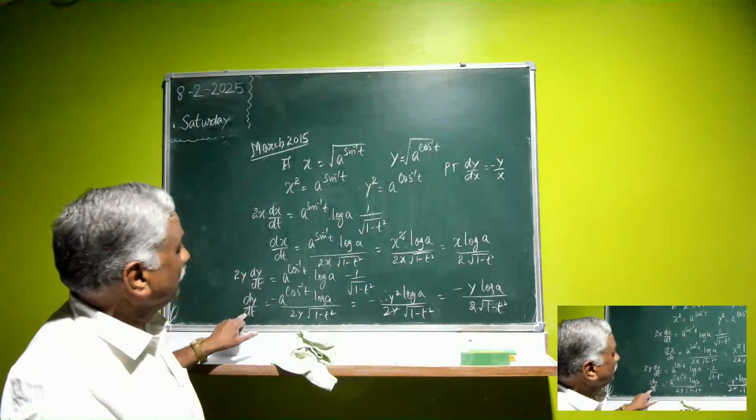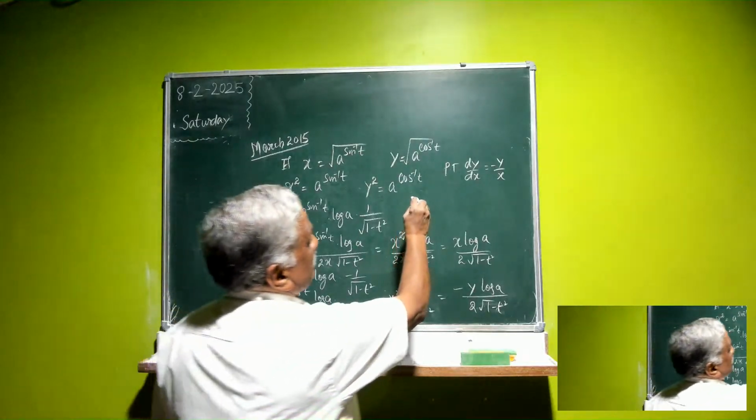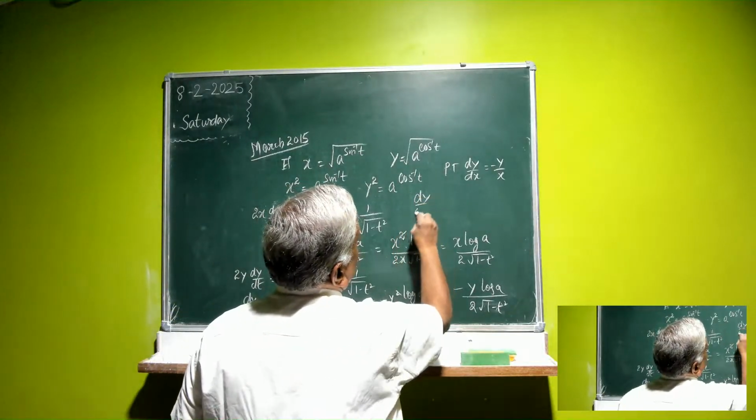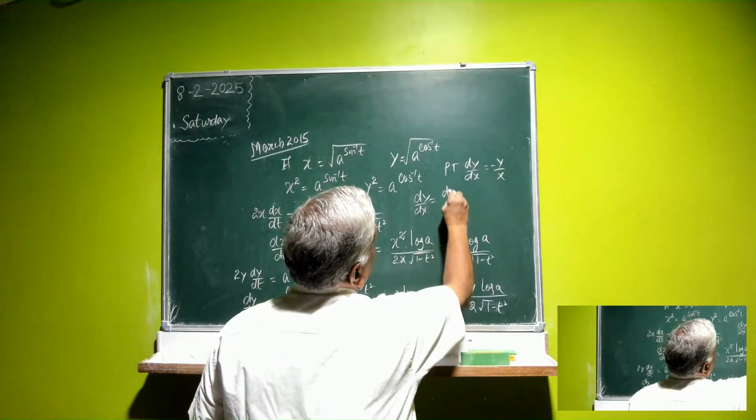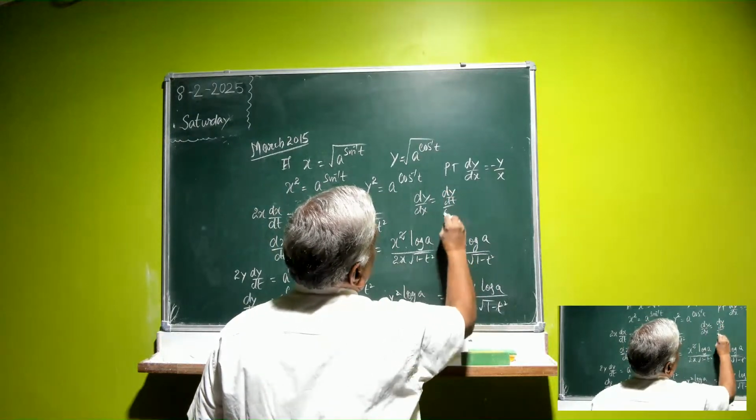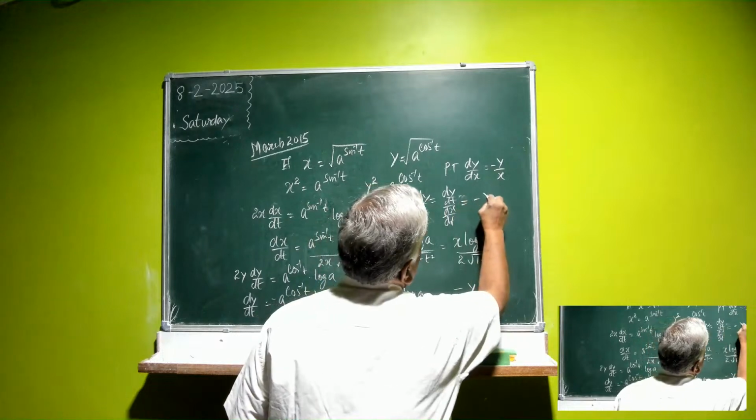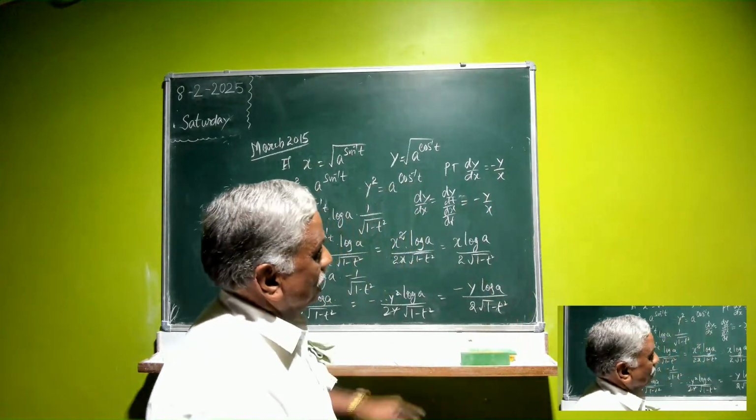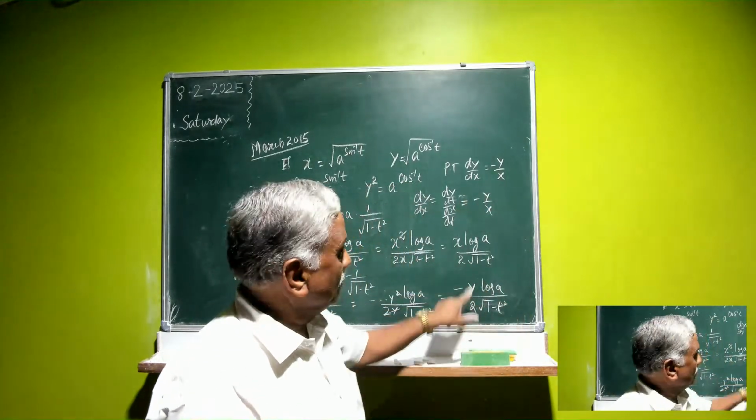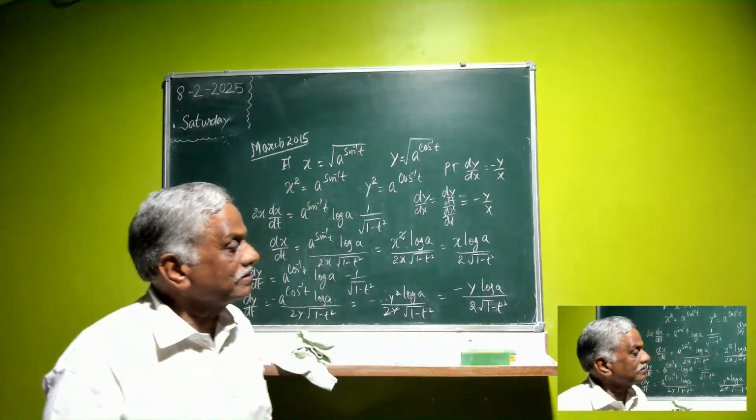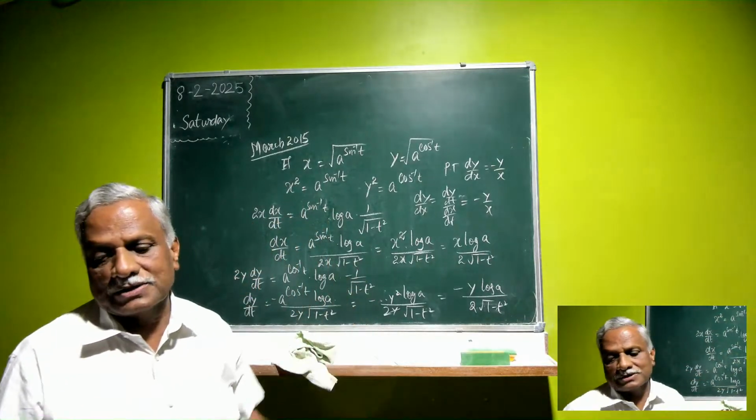So you should divide these two. What is dy by dx? dy by dx is equal to dy by dt divided by dx by dt. Divide and see, you will get minus y by x, because log a and log a cancel, root of 1 minus t square cancels, 2 also cancels, you get minus y by x.